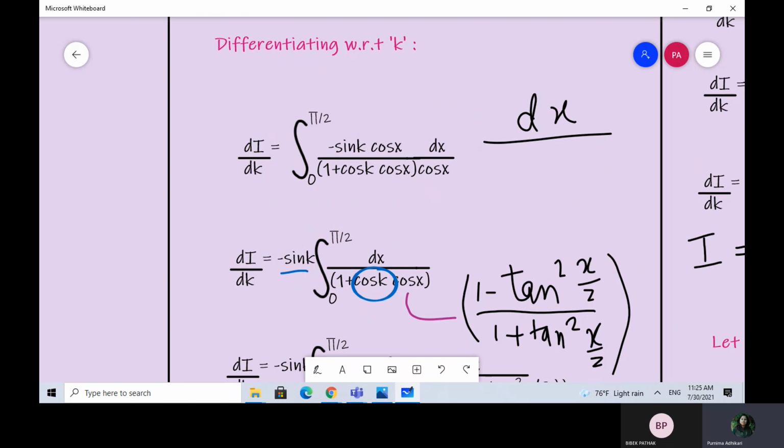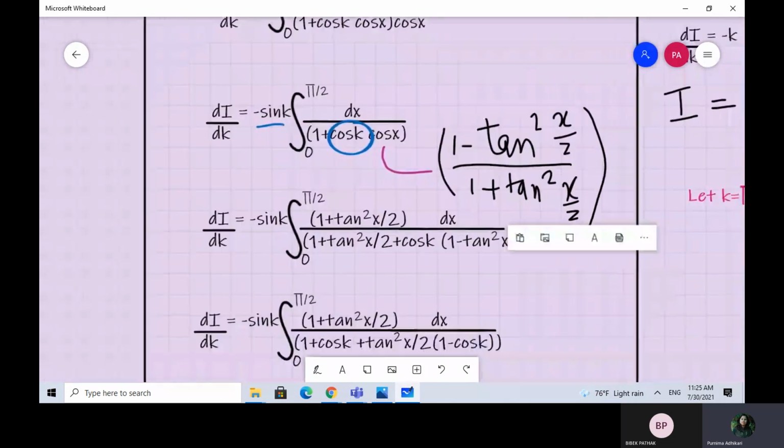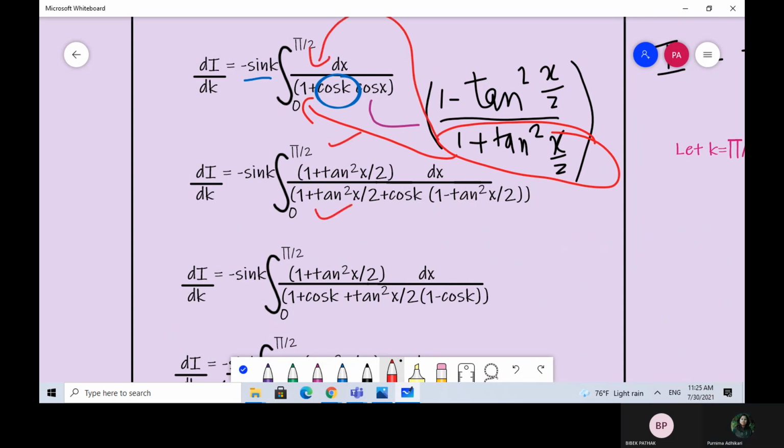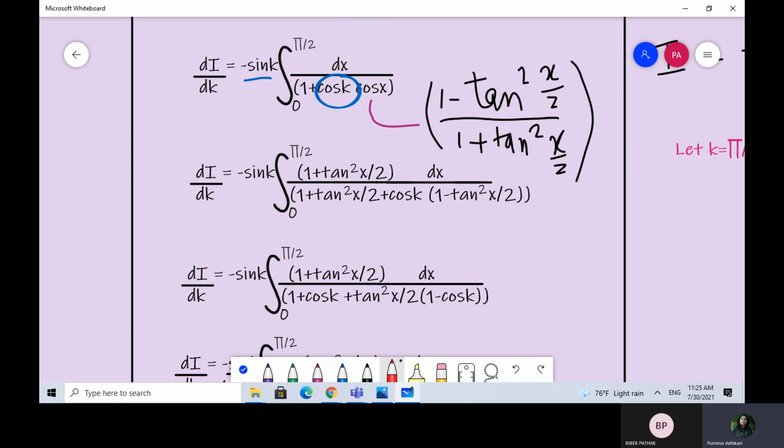Now in a few steps there is only simplification, so I want you to look at it on your own. In the next step, the denominator 1 plus tan square x, we have to multiply it with 1 as well, and while simplifying, carry it to the numerator too. So this is it. In the next step, put the tan square x by 2 terms together and combine their coefficients. So you are going to get 1 minus cos k as its coefficient. So just look at it quickly.